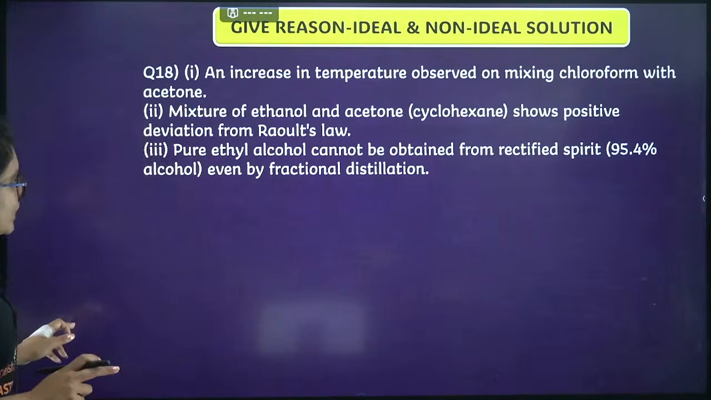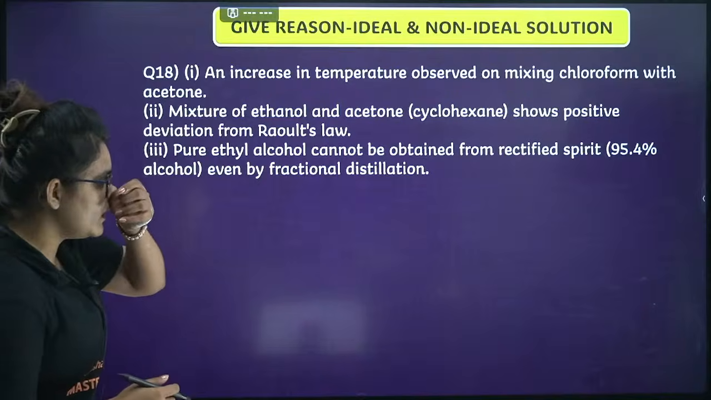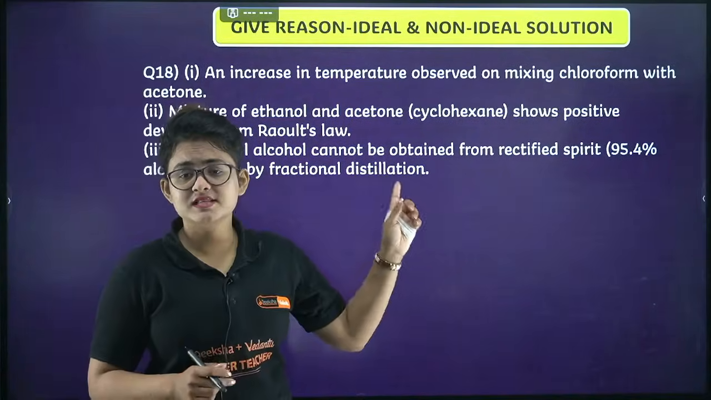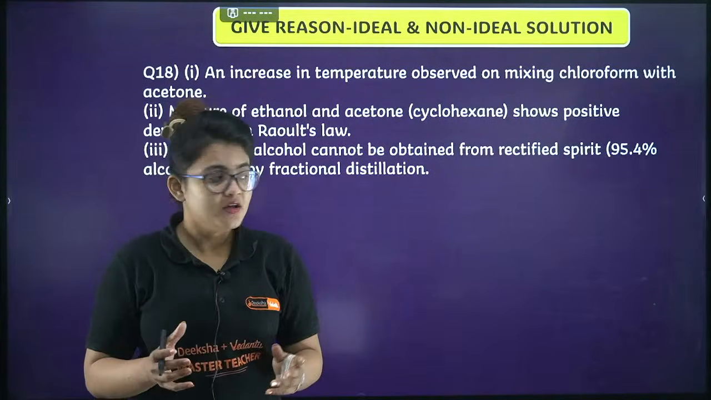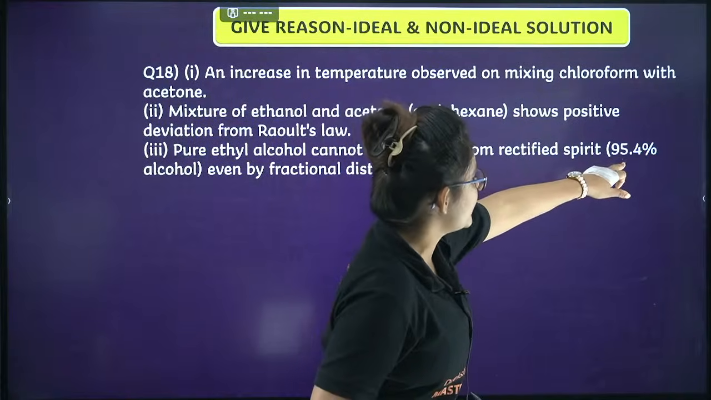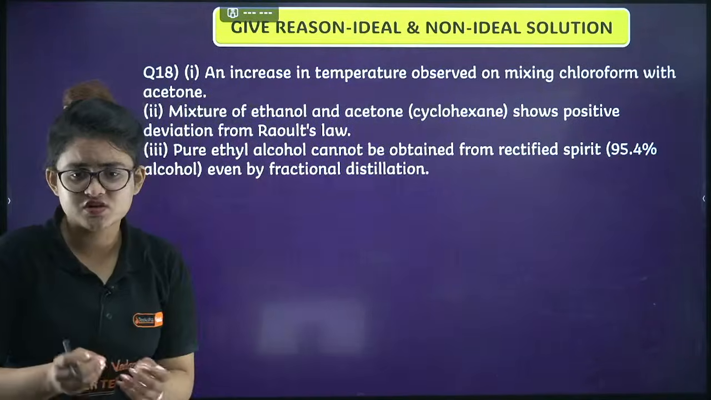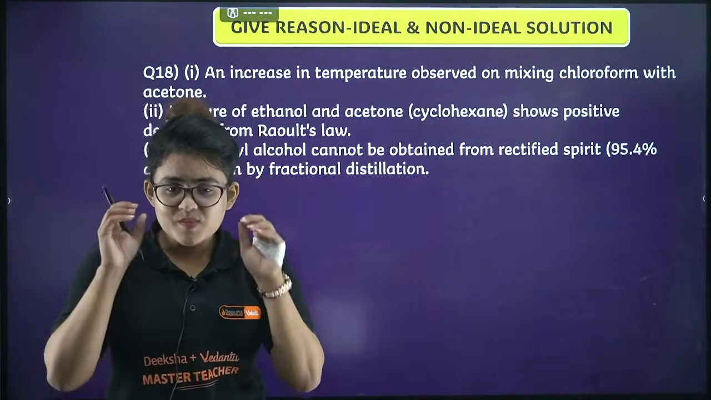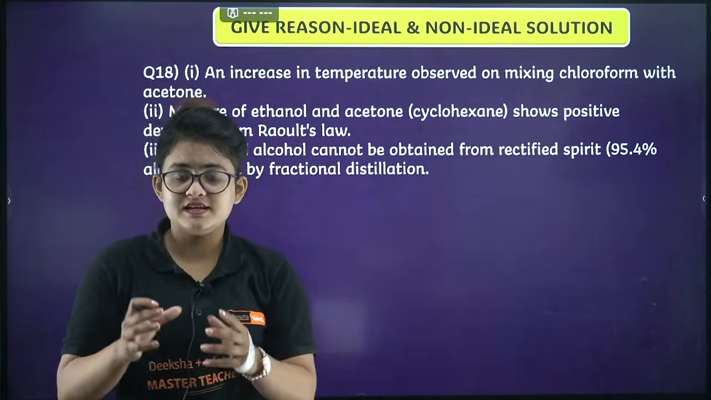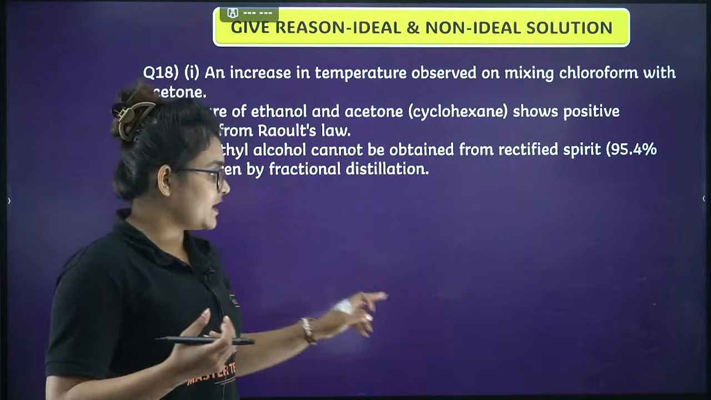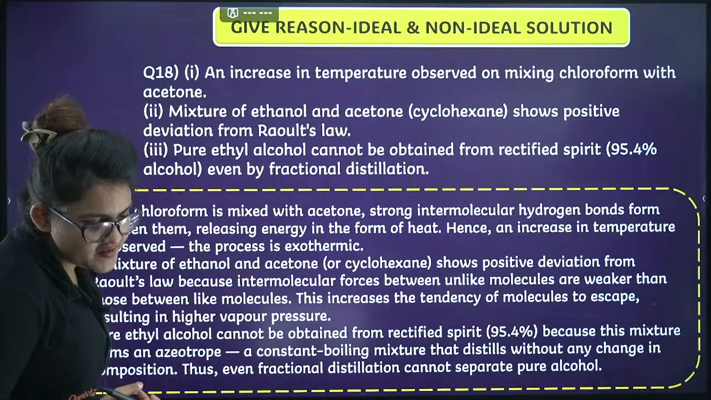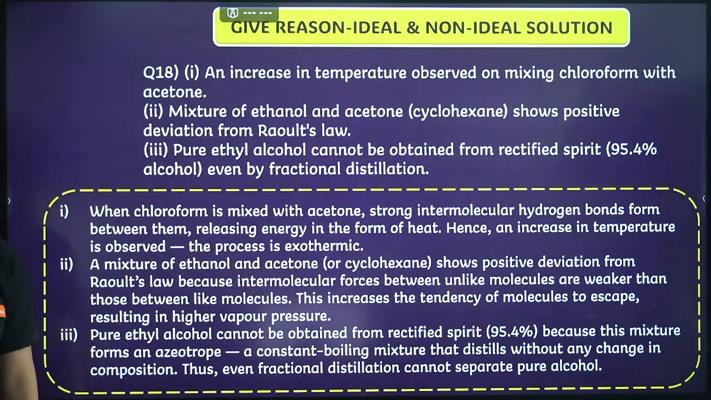Now, pure ethyl alcohol cannot be obtained from rectified spirit even by fractional distillation. Why? Because they form an azeotropic mixture. The composition of rectified spirit is 95.4% alcohol and the rest is water. This composition forms the azeotropic mixture, and that's the reason it cannot be separated by fractional distillation. Go and check the answer. If needed, you can take a screenshot or make a note of it.